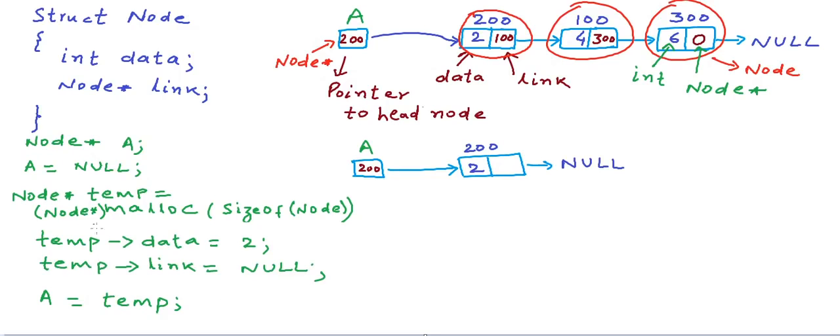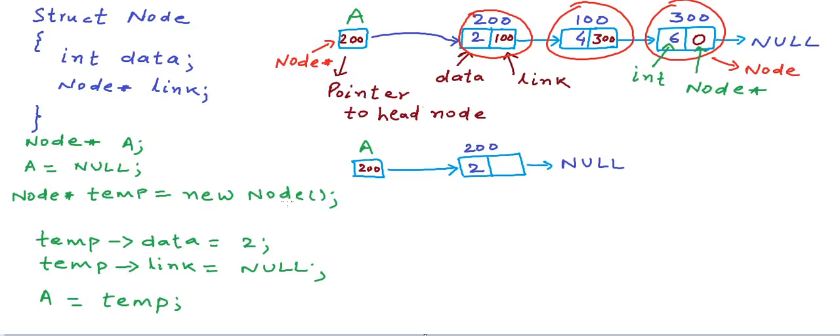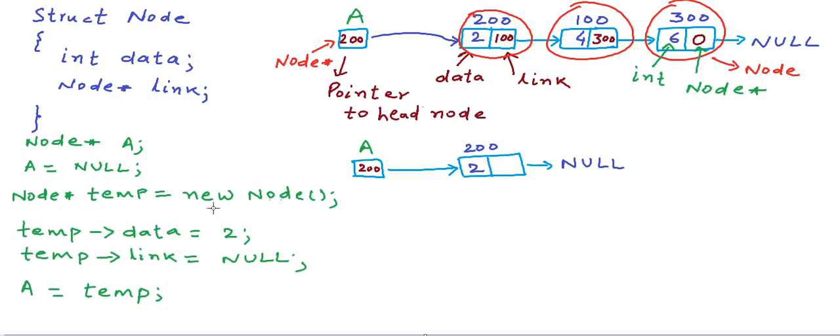To create a memory block in C++, we can use malloc as well as we can use the new operator. So in C++ it gets very simple. We could simply write Node* temp = new Node, like this, and we would mean the same thing. This is a lot cleaner, and the new operator is always preferred over malloc. So if you're using C++, new is recommended.